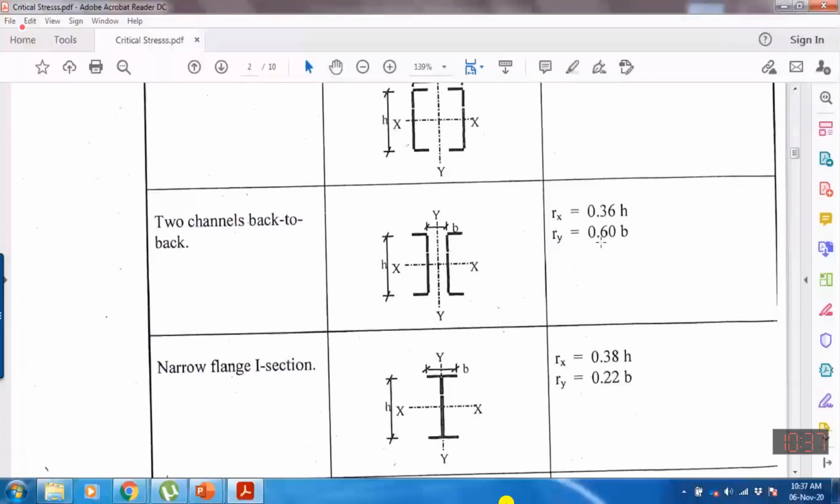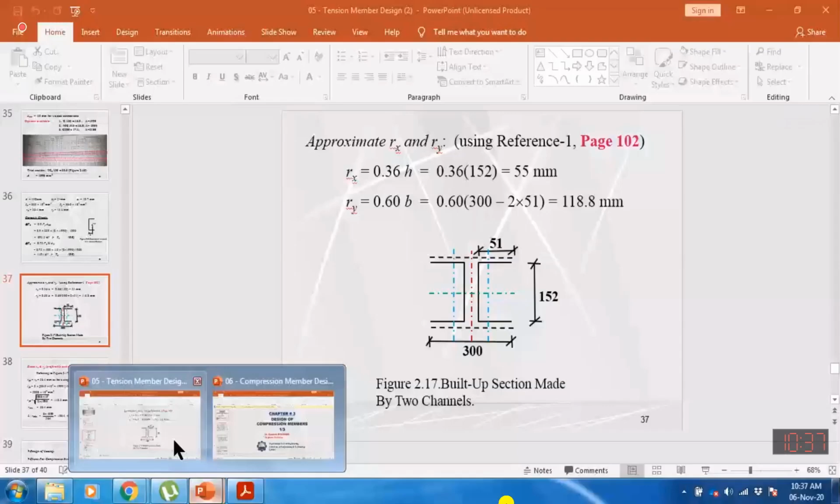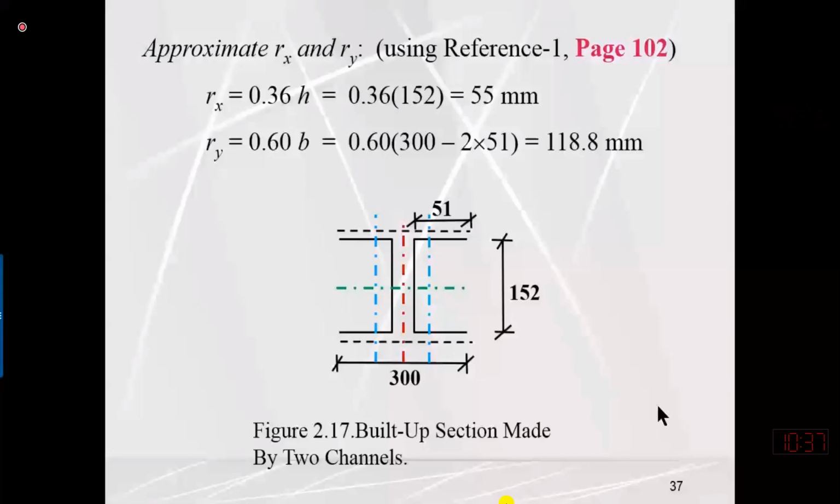So we are using this. The H value is 152, so rx approximate is 55, and the ry approximate value is 0.6 times B. B is the clear distance, which is 300 minus 2 times 51.